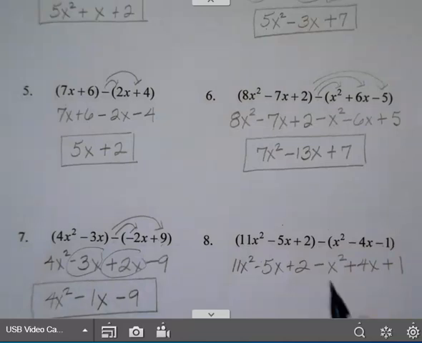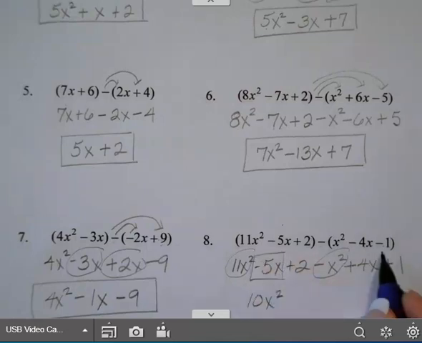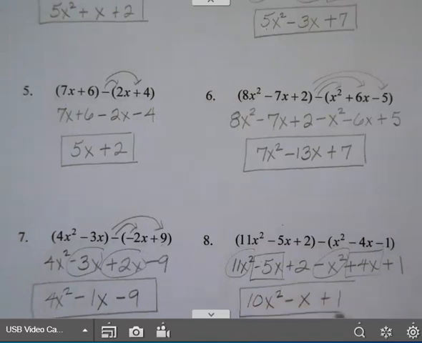And then I want to collect my like terms. 11x squared minus 1x squared gives me 10x squared. Negative 5x and plus 4x will give me negative 1x, or you can just write the x there. You can write it with the 1 or without. Either is correct. And then my last term, I'll have plus 1. In Schoology, I would probably not put the 1.